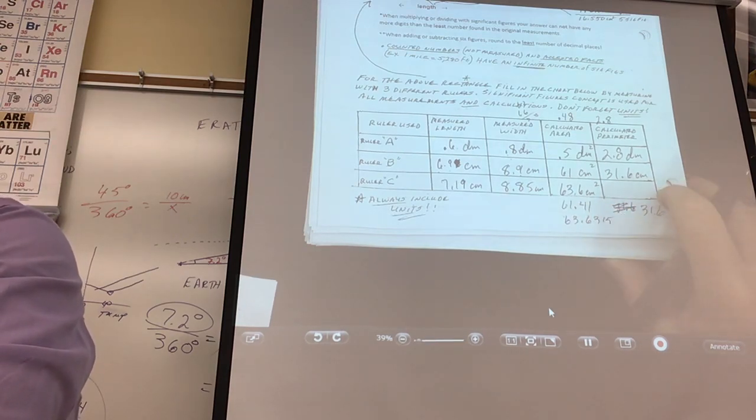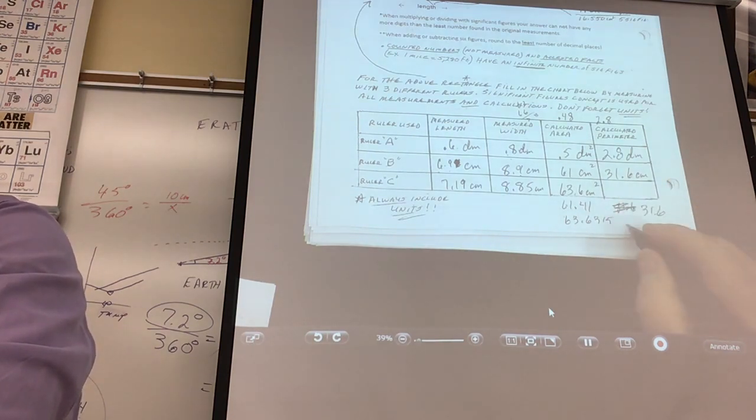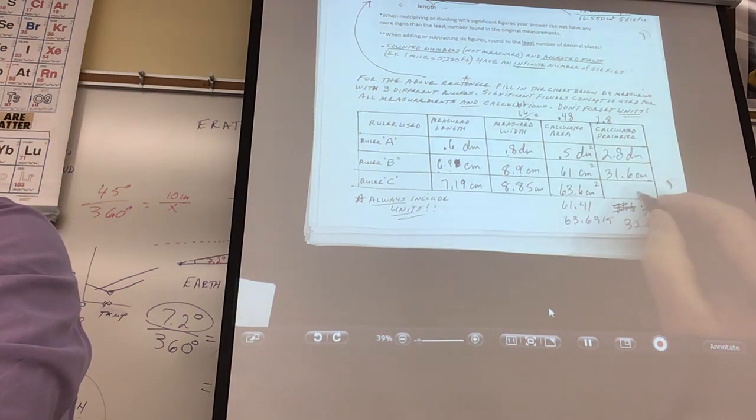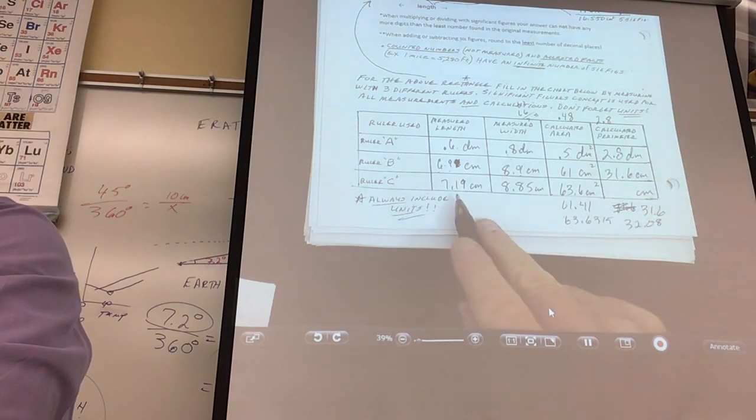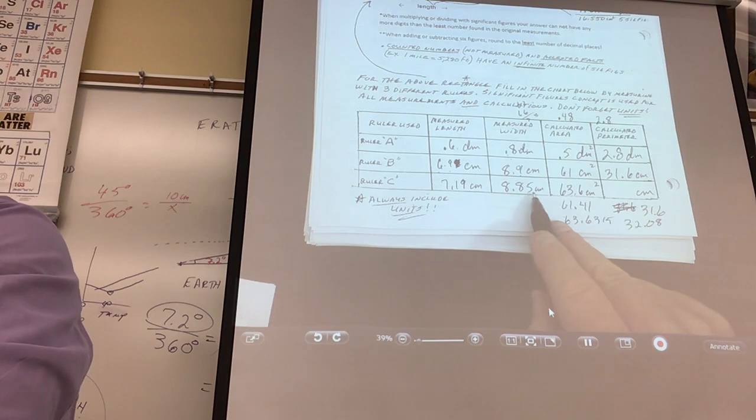Everybody get this? We're getting pretty good at this, aren't we? All right, what do you have for this one? Calculator, I had 32.08. What'd you write down? I wrote 32.08 because it's 2 decimal places. All right, so hundredths place, so I round to the hundredths place. That's right.